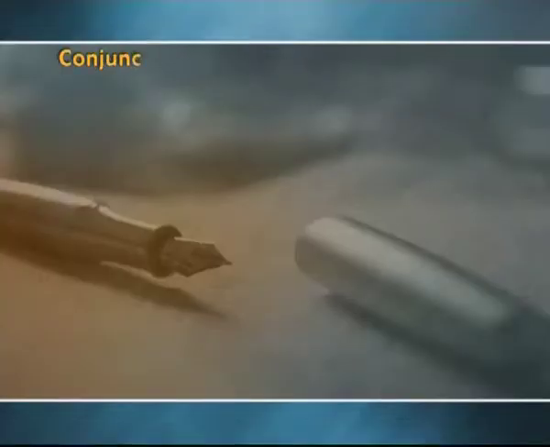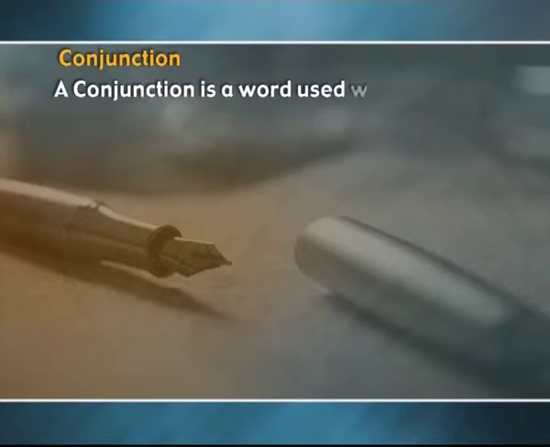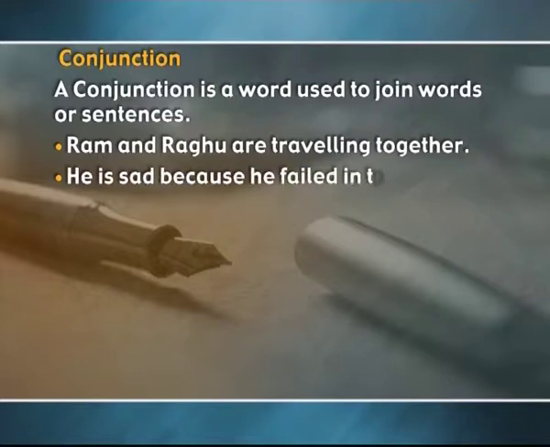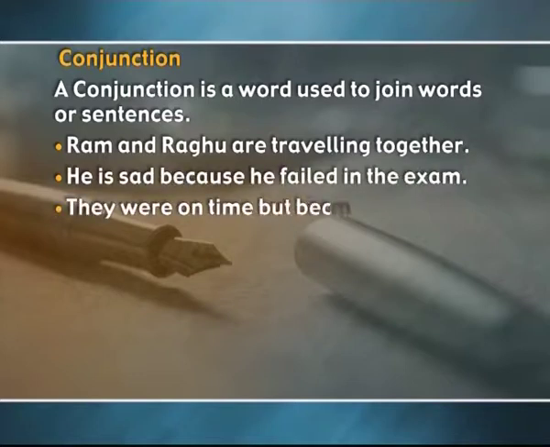Prepositions show a noun or pronoun's relationship with other words in the sentence. Conjunction. A conjunction is a word used to join words or sentences. Examples: Ram and Raghu are traveling together. He is sad because he failed in the exam.